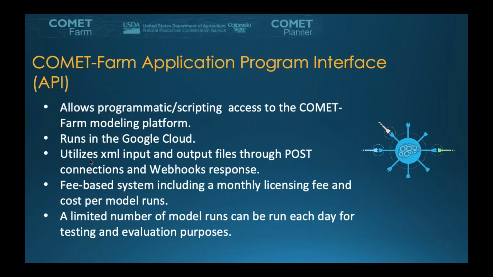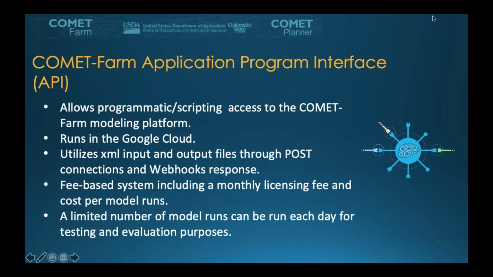So on a previous slide, I think it showed that COMET Farm has API accessibility. So the COMET Farm API allows for programmatic scripting access, kind of like a side door entrance for the COMET Farm modeling tool. And users using the API can perform more extensive regional cropland simulations to be run through the COMET Farm model, using the DASIN methods and models. So it's run through Google Cloud, and the API utilizes XML input and output files. And if anyone's interested in that, I can show you where you can find some samples of those.